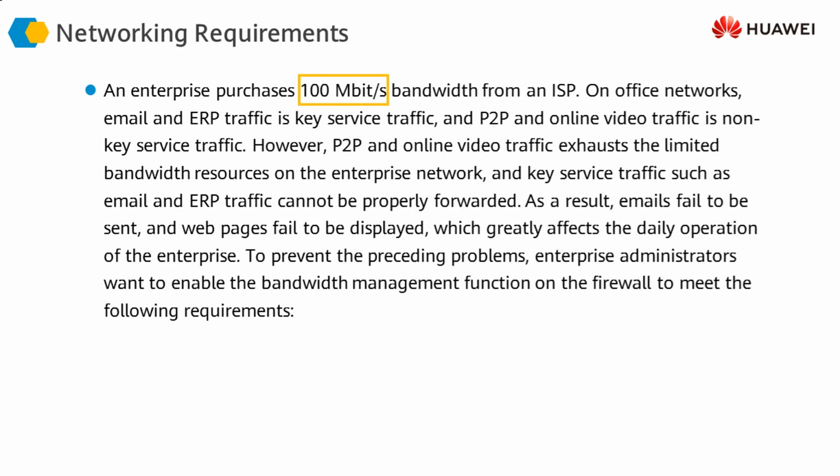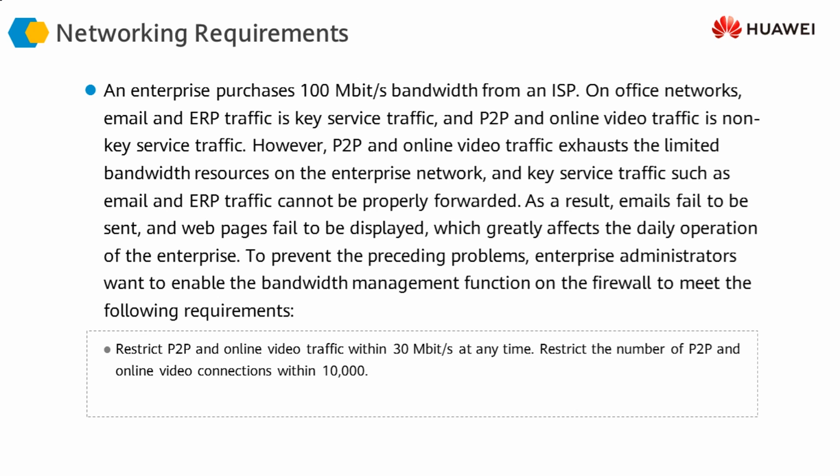These are the requirements. We have an overall bandwidth of 100 megabits per second from the ISP, and we want to give preferential treatment to ERP and email traffic and non-preferential treatment to P2P and online video traffic. And what is that treatment that we want to give? The ERP and email traffic, or P2P and online video traffic, is going to be classified in the traffic policy, and the bandwidth and resources available to these types of traffic are going to be defined in the profile, and then we are going to link the two.